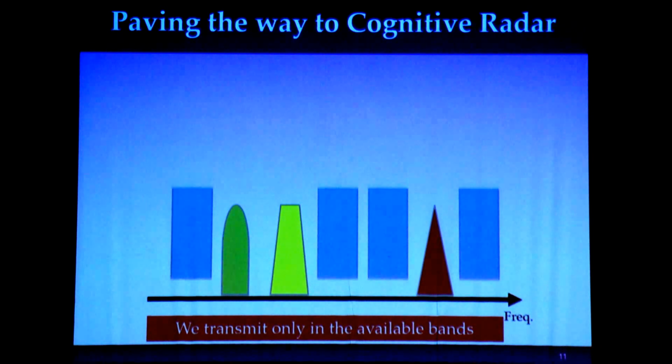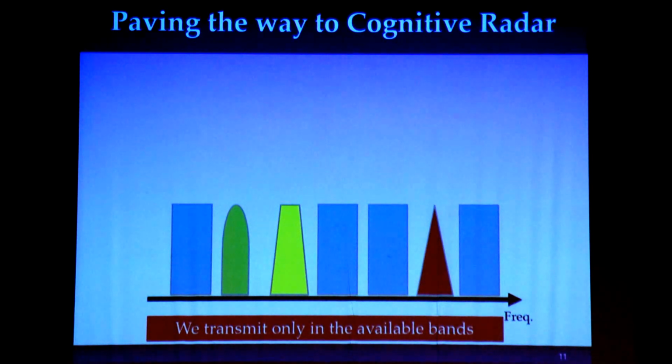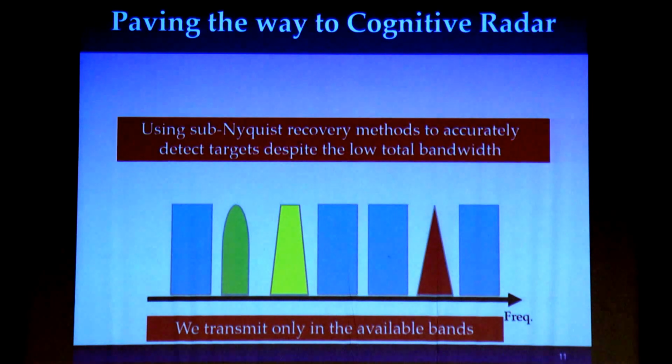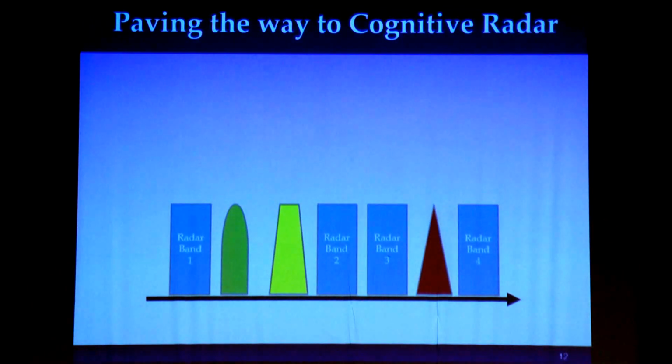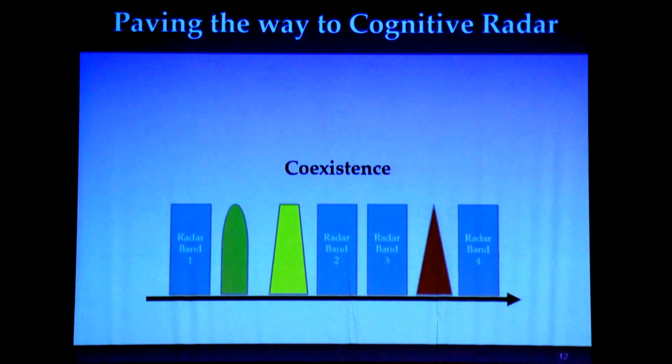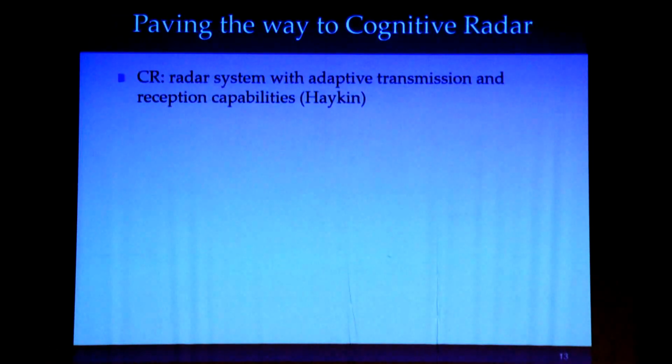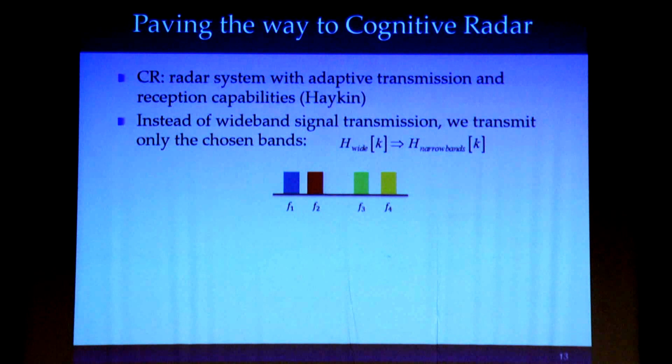So how can we recover the delayed Doppler map from these bands? Actually, what we've been doing so far is basically that. Using our sub-Nyquist recovery techniques, what Omer showed, or what I just showed here, we only need these several narrow bands. This is only what we sample, so we can just transmit only them. And if we do that, we coexist with the existing communication bands. This leads us to cognitive radar, which is a radar system that adapts both its transmission and its reception capabilities, and this is exactly what we do.